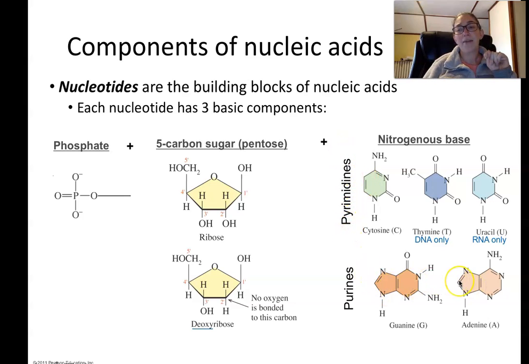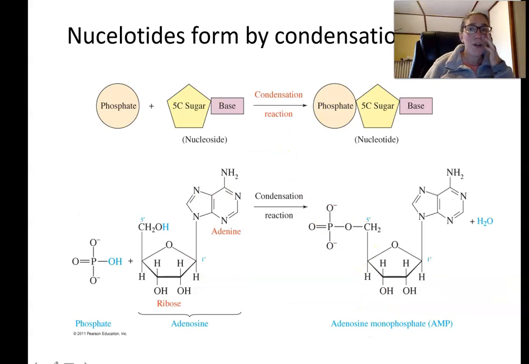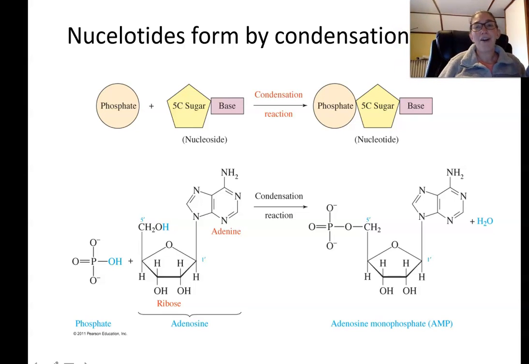And the 2 on bottom have a double ring structure and are known as the purines. So nucleotides are formed by our very familiar synthesis reaction, which is condensation. So 2 things come together and water is produced. First the base and the sugar get together, and then the phosphate joins in. And so in the end, you have a full nucleotide.